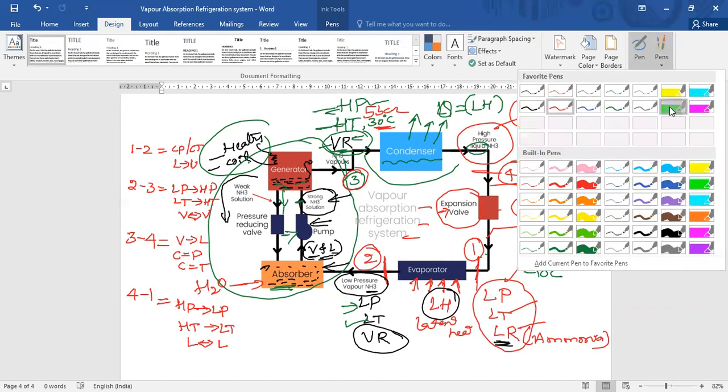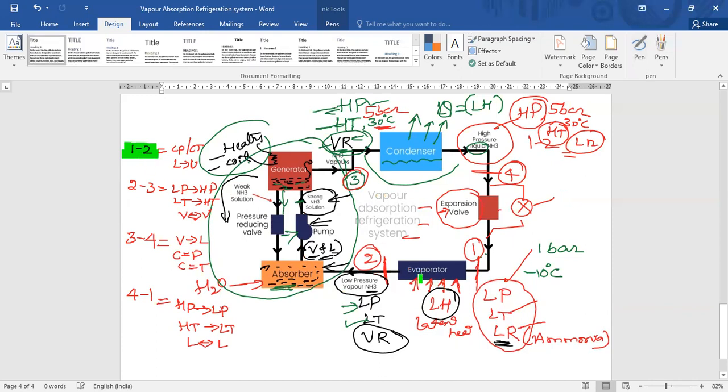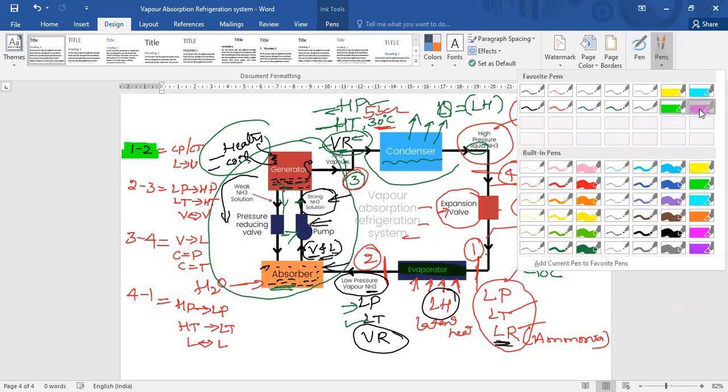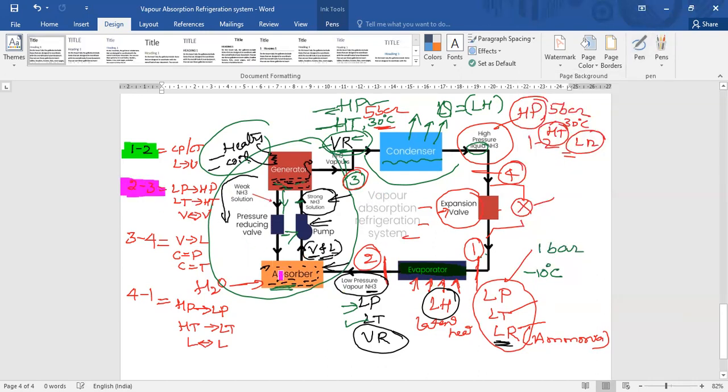So what is the name of the 1 to 2 process? That is the evaporator. Okay, the evaporator is the 1 to 2 process. Let me take a different color chalk piece. So 2 to 3 is the absorber, pump, and generator. And 3 to 4 is the condenser. Here is the condenser, that is point number 3, point number 4. And the last one is again the expansion valve. Here is the expansion valve. That is expansion.